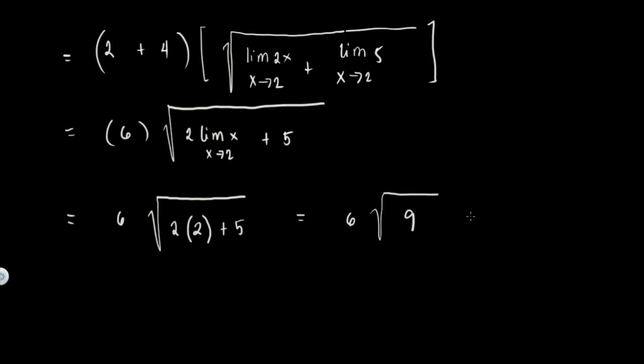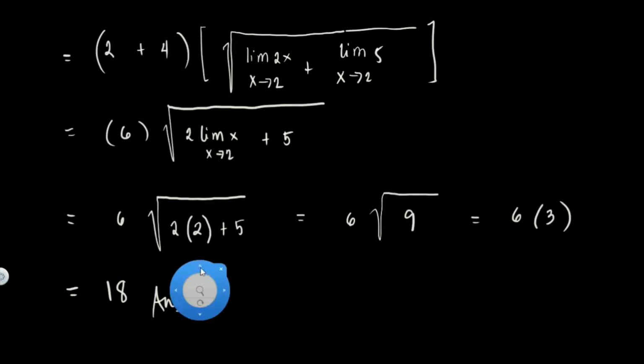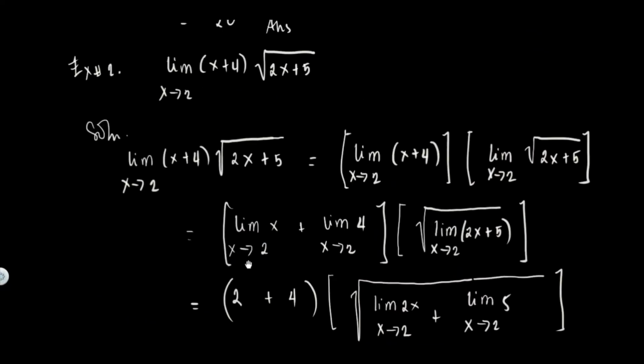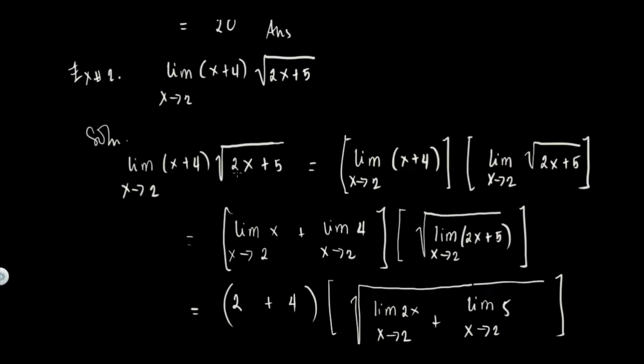Equals, 6 times the square root of 9 is 3. So your final answer is 18. Okay? So that is the limit of x plus 4 times the square root of 2x plus 5 as x approaches 2. So ito lang ipinakita step by step paano ba gamitin yung mga theorems, no?